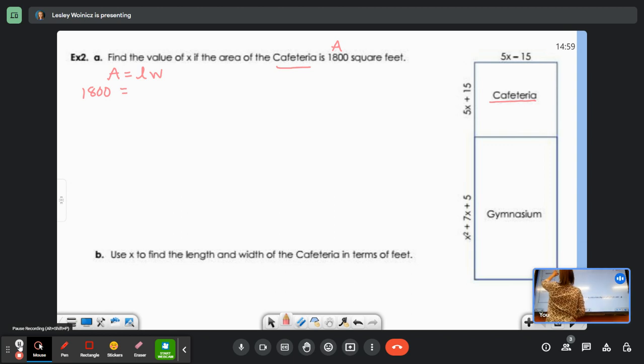I'm going to make this one the length and this one the width, but really it doesn't matter. Because if I turn the picture sideways, like, you know what I mean? Doesn't matter. It's kind of arbitrary. So I'm going to plug in for my length that whole binomial, 5x plus 15. 5x plus 15. And my width is 5x minus 15.